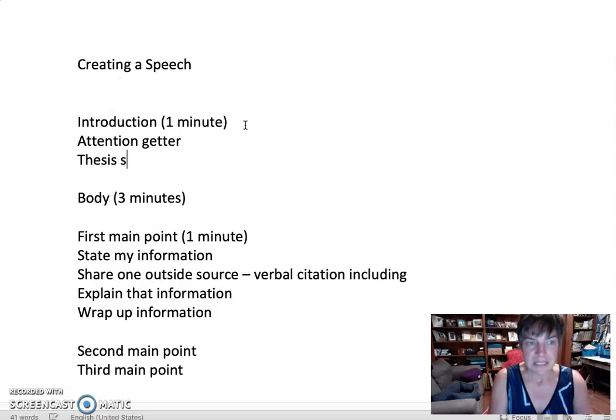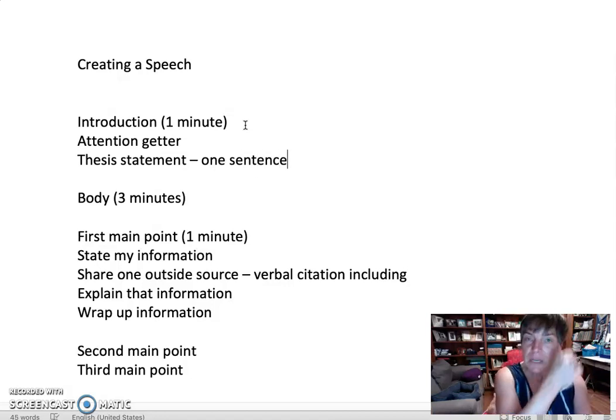You also need a thesis statement. Hopefully you've heard of this before from writing a paper. And you want to think one sentence, one subject and one verb. Don't go crazy making it complex. You should be able to boil down a 5-minute speech into one sentence. If you cannot, that is a sign that you're taking on too much. So make sure that you can do one sentence, one subject, one verb.